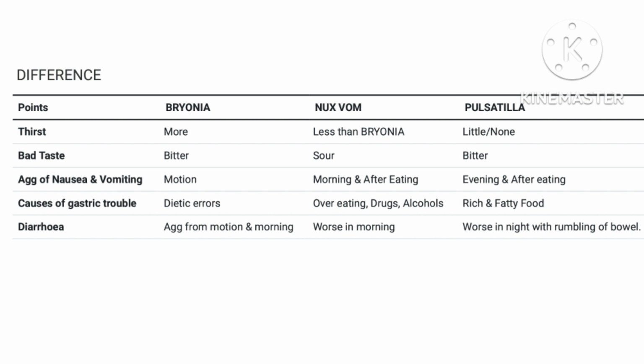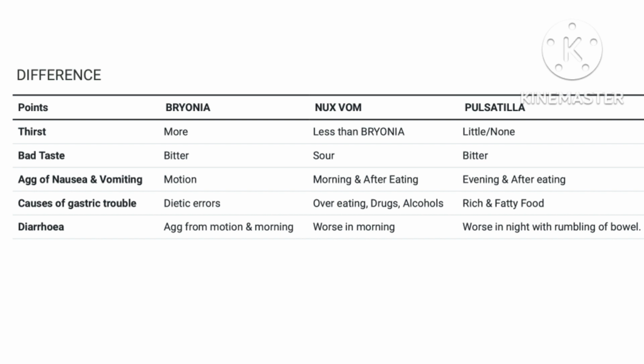In case of Bryonia, a bad taste in the mouth is seen, that is bitter in taste. In Nux vomica, the taste is sour, and in Pulsatilla, the taste in the mouth is also bitter like Bryonia. In Bryonia, nausea and vomiting are worse on motion, as on rising up. In Nux vomica, nausea and vomiting are aggravated in the morning and after eating, and in Pulsatilla, in the evening and after eating.